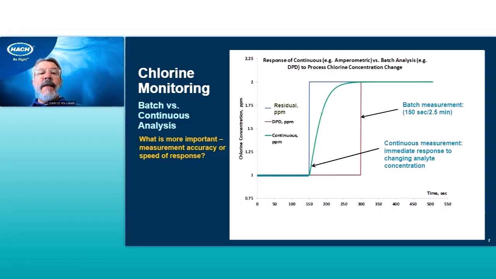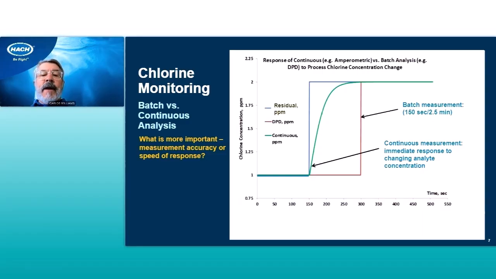The red line is the response of the DPD colorimetric chlorine analyzer, and the green line is the response of the amperometric chlorine analyzer. So the y-axis is concentration, the x-axis is time. You can see that red line goes across, keeps going, and doesn't look like it's responding to anything with the step change in the chlorine concentration until it hits about 300 seconds, and then it spikes up and hits that exact concentration of 2 milligrams per liter.